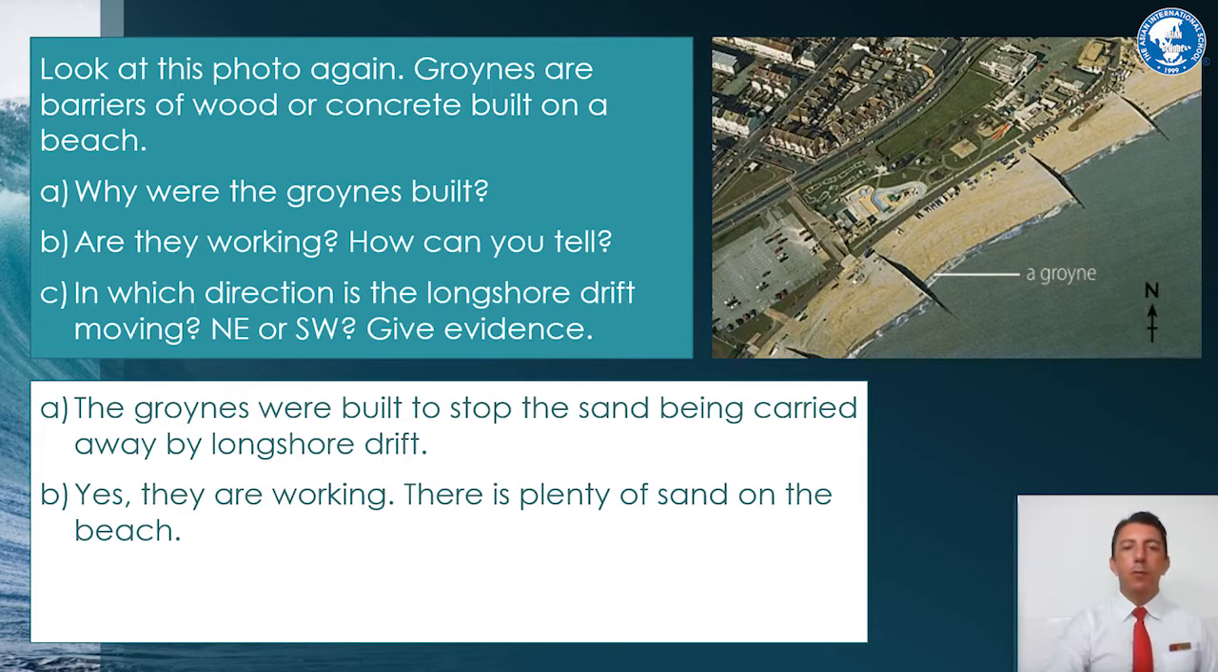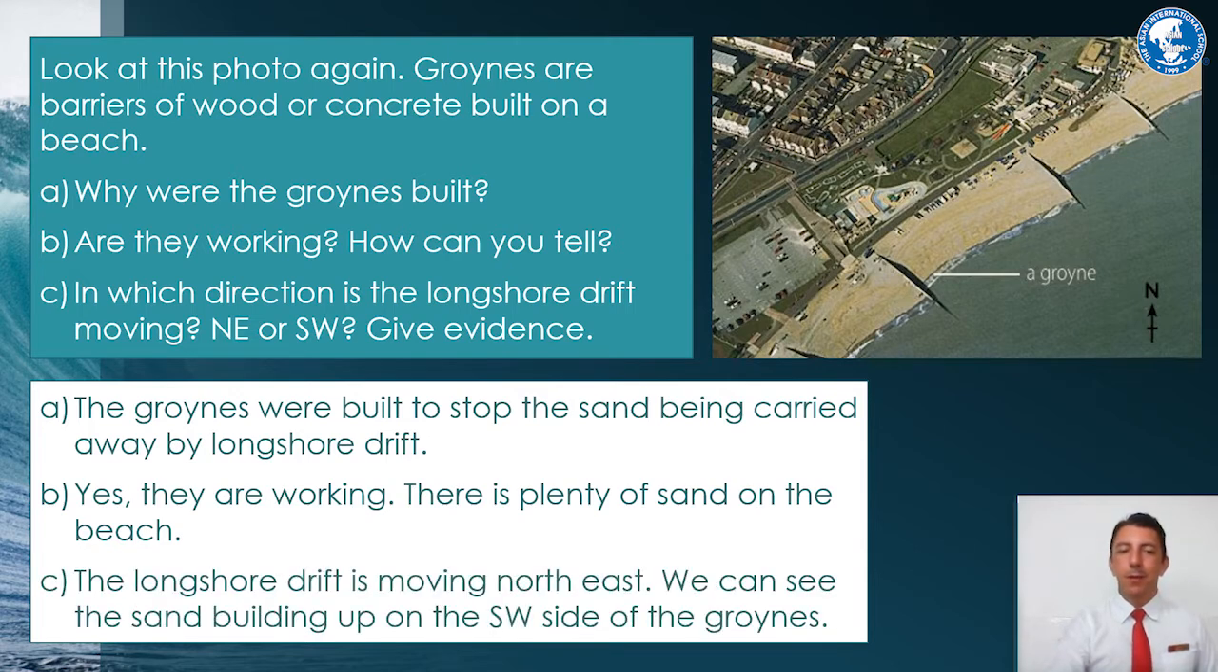Question C, in which direction is the longshore drift moving? Northeast or southwest? The answer is, the longshore drift is moving northeast. We can see the sand building up on the southwest side of the groins. So the longshore drift is moving northeast, this direction, and as it moves, when it hits the groins, it deposits the sand on the southwest side of each groin.